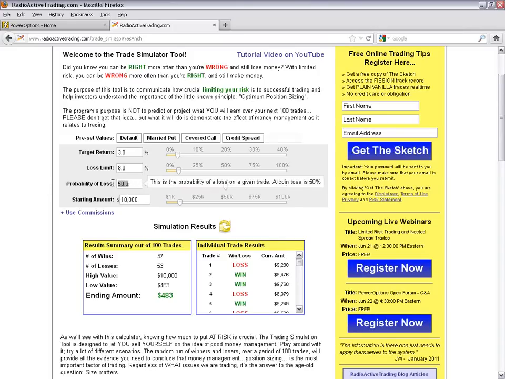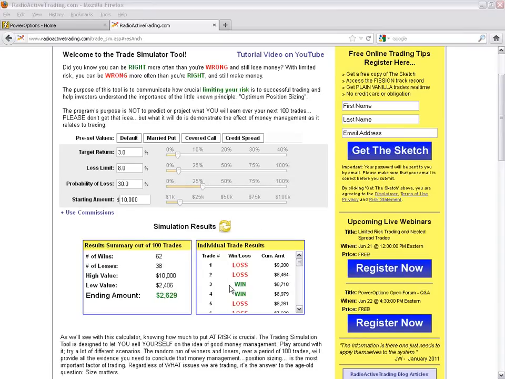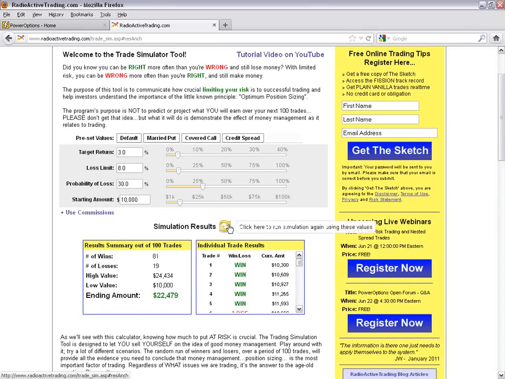All right, so let's do that. Let's look at our target return at 3%. Let's keep our loss limit at 8% and change our probability of loss to only 30%. So we're assuming that 70% of the time we're going to be right, and 30% of the time we're going to be wrong. Ken asks, can you change the 100 trades to 5? No, we don't have an adjustment here on this simulator tool to change it to a lower or a higher number of trades. But we're just thinking about this over time, okay?